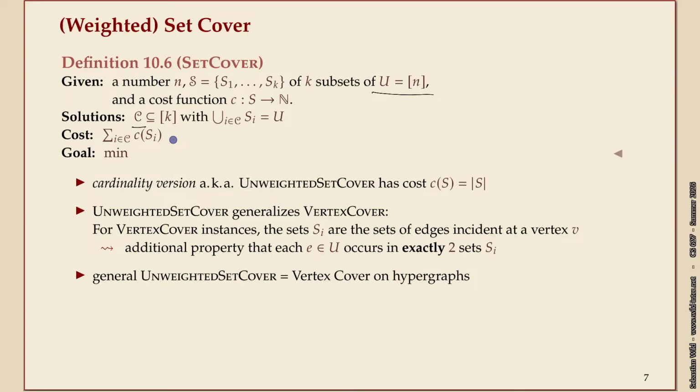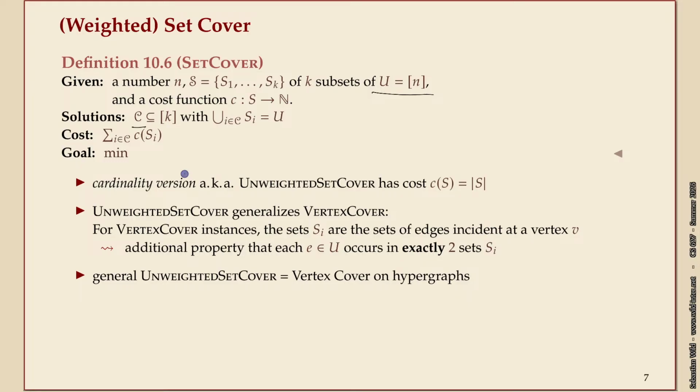Clearly, for an input to make sense, we would want that at least if I take all of the k sets, they cover U. Otherwise the problem is not feasible. Then certainly we can minimize, because I can always take all sets. And we assume the costs are weakly positive, say.